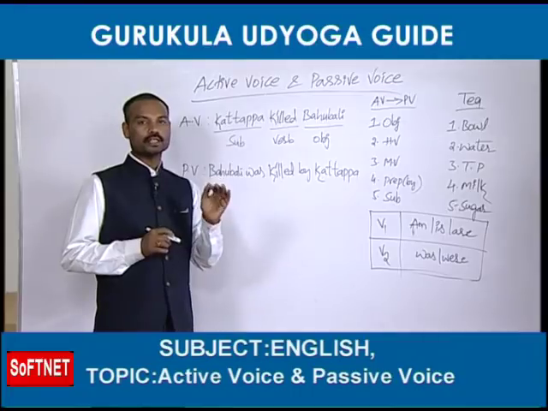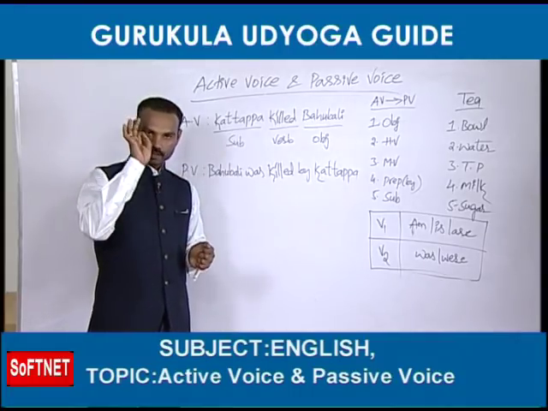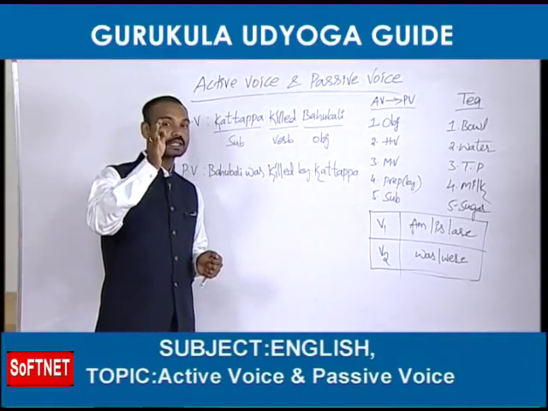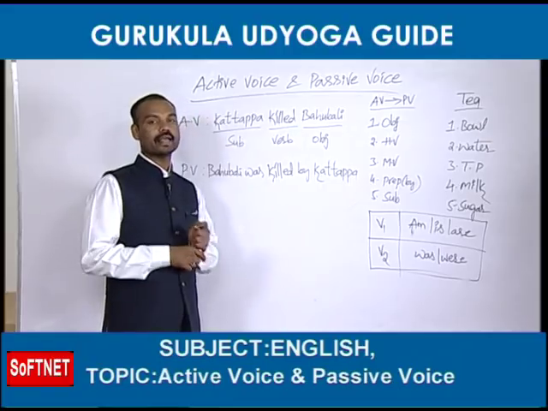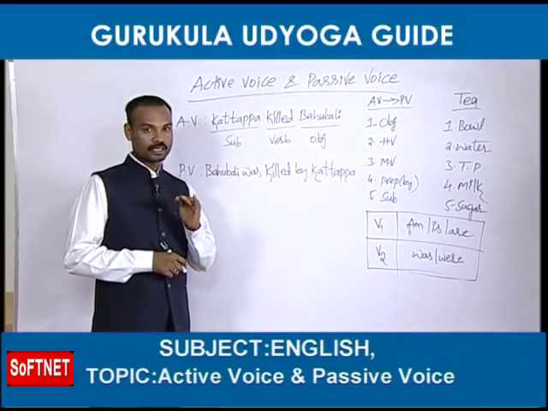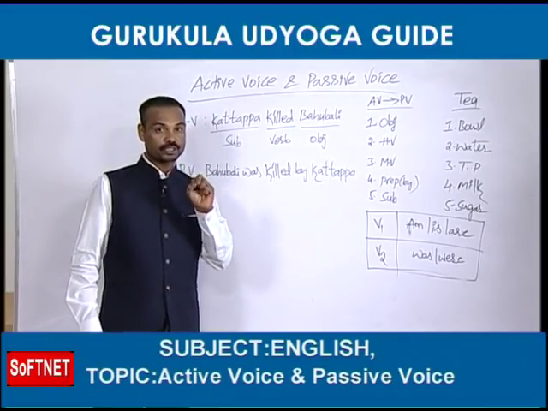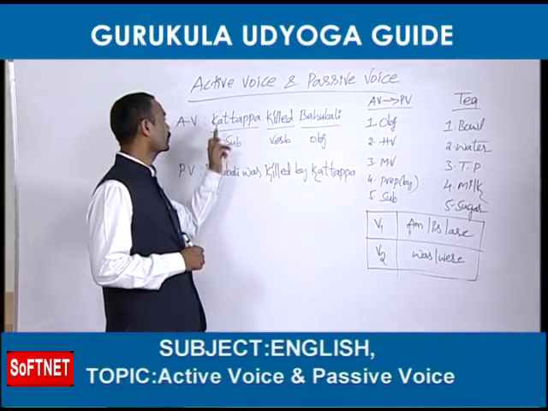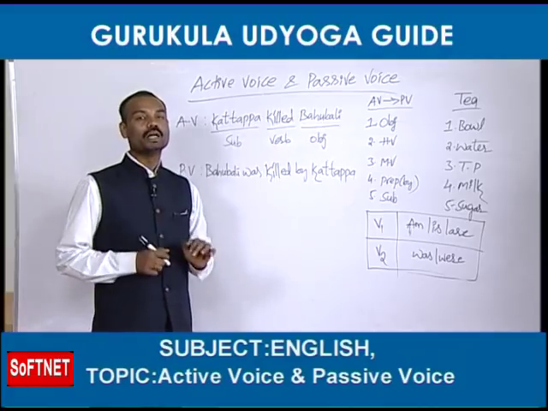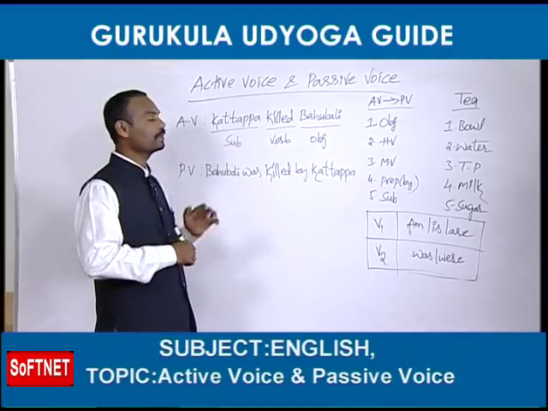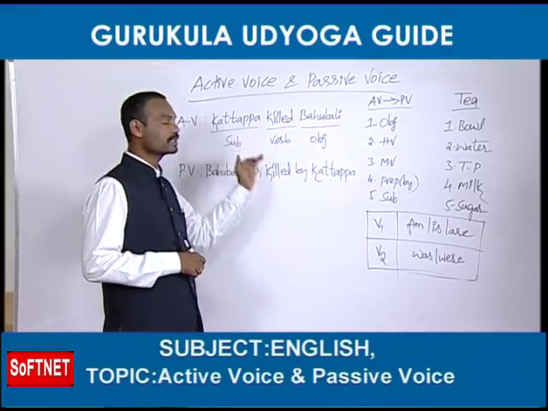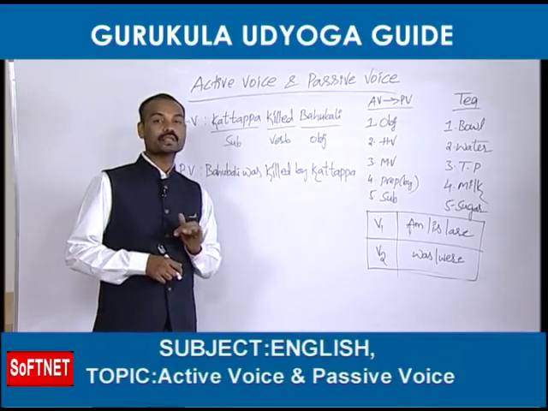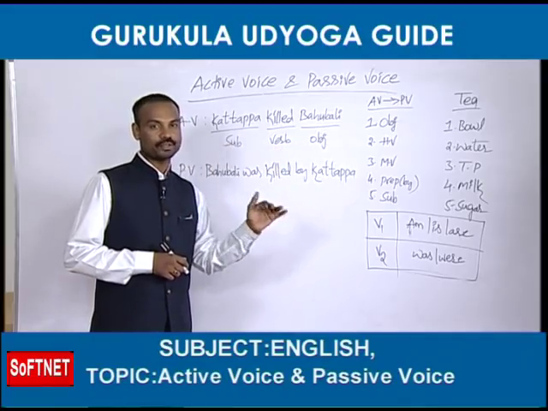Now, I am going to tell you the definition of active voice. The sentence which starts with the subject is called active voice. For example, Kattappa killed Bahubali. In this sentence, Kattappa is the subject. Like this, if any sentence starts with the subject, that is called active voice.